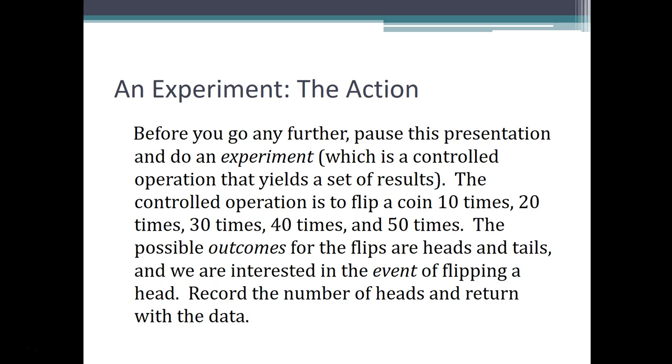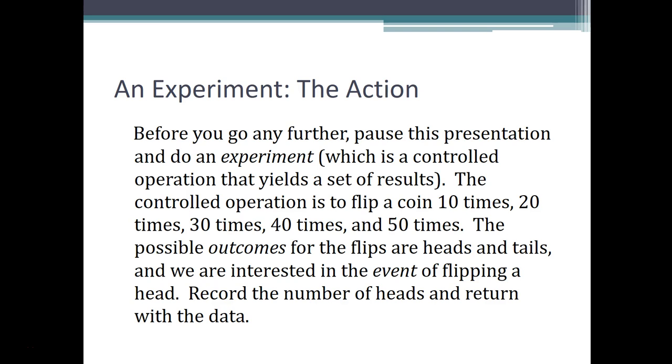Pause this presentation, and I want you to do what's called an experiment. You've heard that word before, probably in science class. It's a controlled operation that yields a set of results. So your experiment, your controlled operation, is to flip your coin a total of 50 times. But keep track of how often the coin lands on heads.